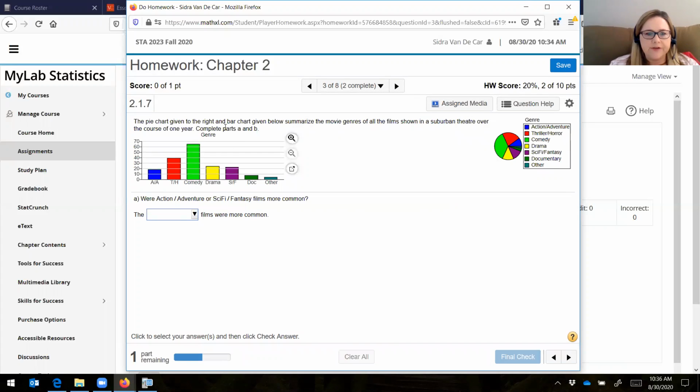The pie chart given to the right and the bar chart given below summarize the movie genres of all the films shown in a suburban theater over the course of 1 year. Complete parts A and B. Were action, adventure, or sci-fi fantasy films more common? All right, so I'm going to look right here. Action adventure goes to about 19, and sci-fi fantasy goes to about 21. Comparing those two pie slices, it's actually kind of hard to see which one's bigger. So this is a case where the bar chart makes the task easier because I can clearly see which bar is bigger.